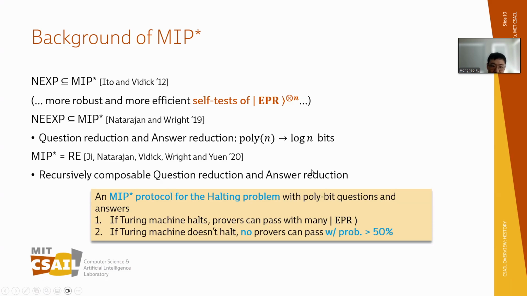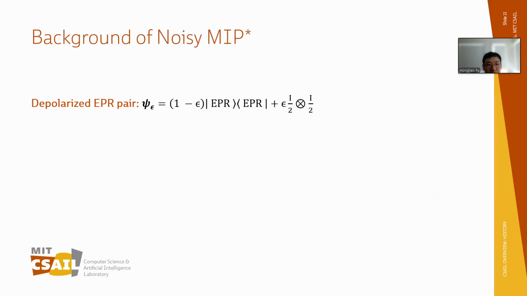And then from the completeness statement of this result, you can see they use many EPR pairs. And this makes us wonder what will happen if the EPR pairs are noisy. Namely, we consider the first simple case: what if the EPR pair is subject to some depolarizing noise? And here epsilon is an arbitrary small constant.